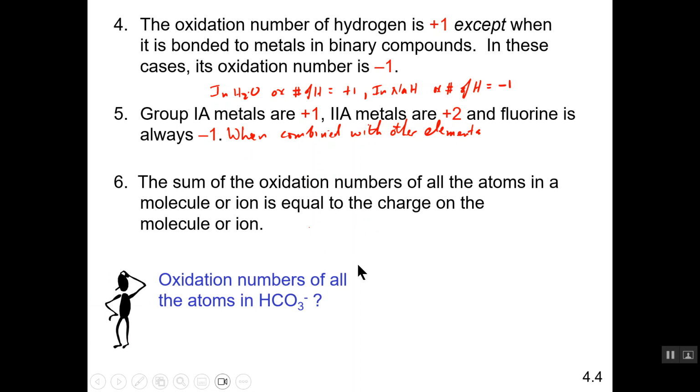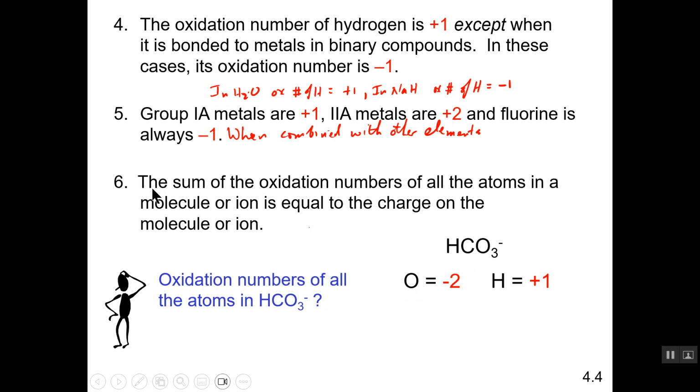So here's an example. The question is asking here, what are the oxidation numbers of all the atoms in this particular ion, which is the bicarbonate ion, right? Now, based on the rules that we learned before, in the case of hydrogen, we know that the oxidation number of hydrogen is +1, and we know that the oxidation number of oxygen is -2 based on rule number 3. So the question now becomes, what's the oxidation number of carbon?